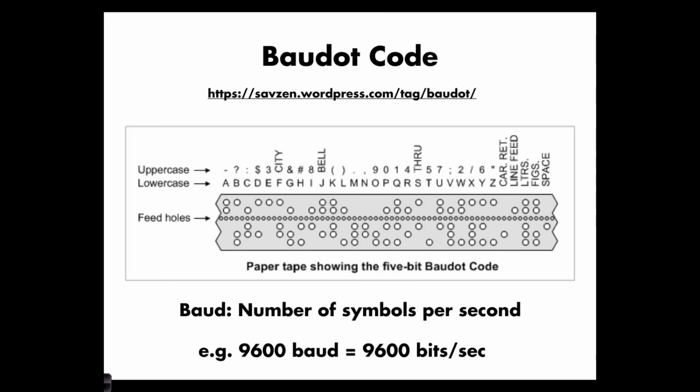But the idea is that 9600 baud means 9600 symbols per second. A lot of times we end up using bits per second, because we can transfer 1 bit per symbol as we go along.